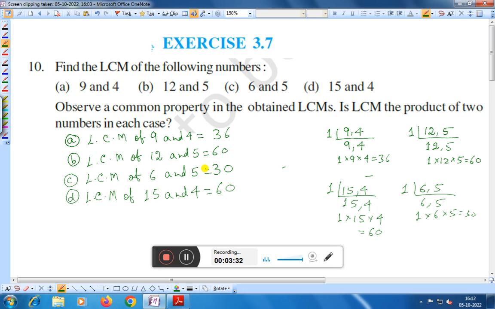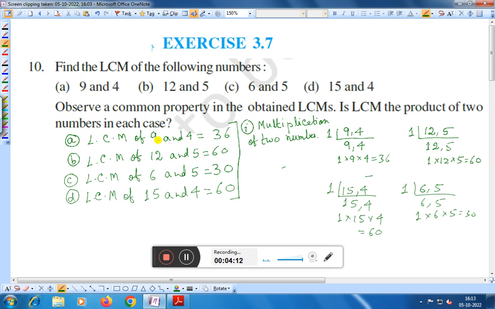What is the common property? We will find the common property in each case. There are three common properties. The first property is that the LCM is the multiplication of the two numbers. The LCM is the multiplication of the given numbers. This is our observation: the multiplication of two numbers is the LCM of these numbers.